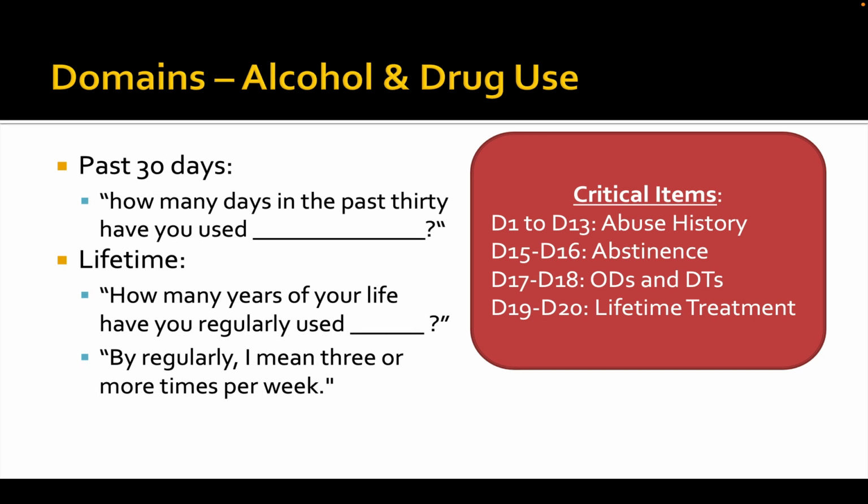In this domain, they look over the past 30 days. For example, how many days in the past 30 have you used drugs or alcohol? And also lifetime: how many years of your life have you been regularly using alcohol? And by regularly, I mean 3 or more times a week.